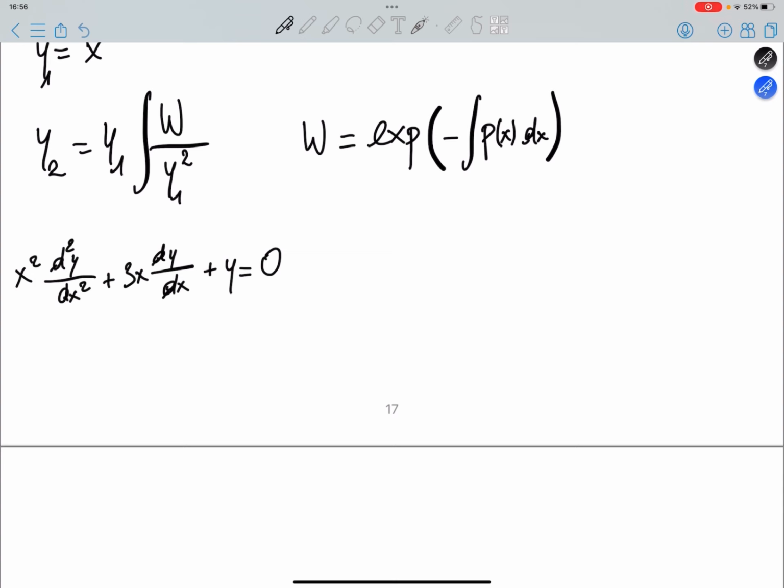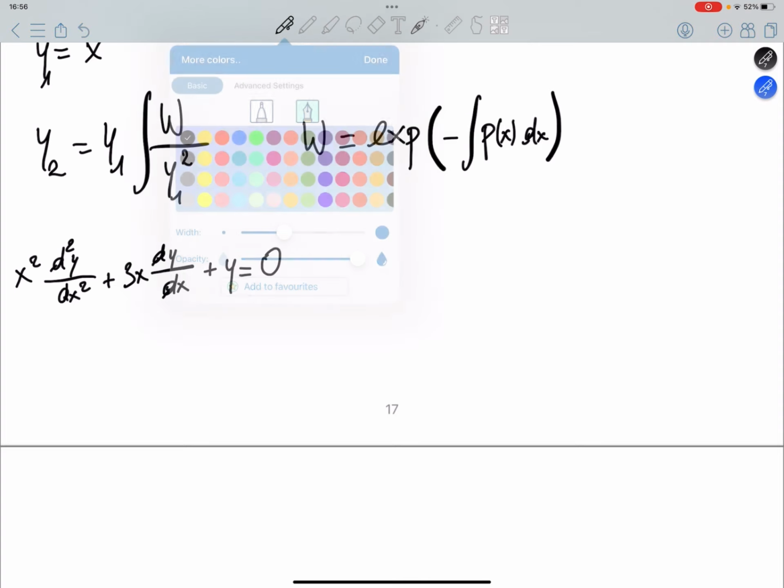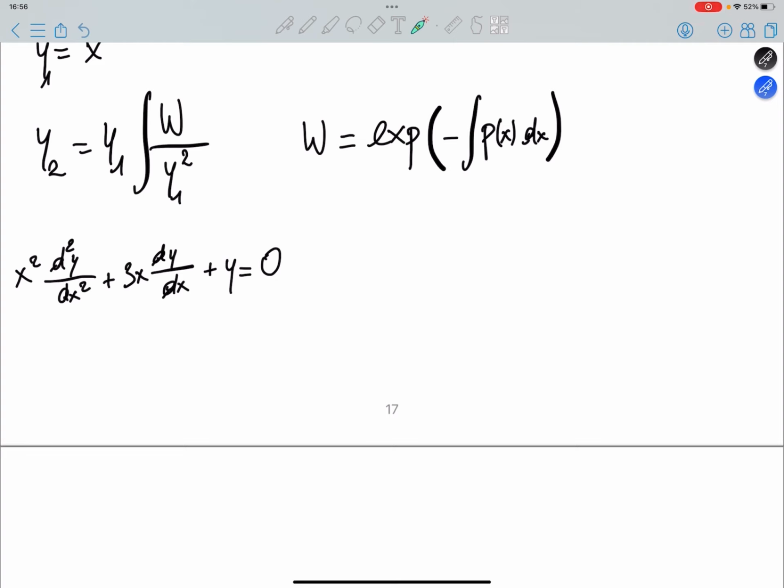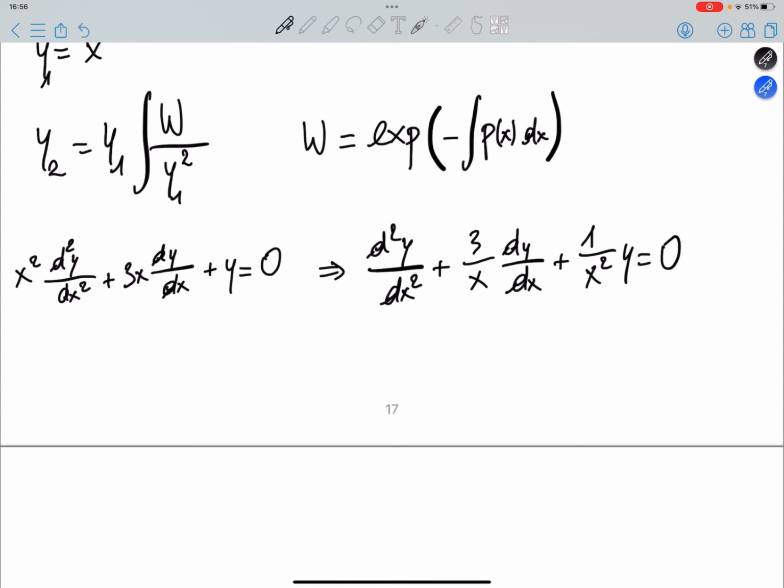We can write it down in standard form. Since we know that x is greater than 0, we can divide both sides by x squared so that the coefficient of d squared y over dx squared is equal to 1, right? So if we divide both sides by x squared, we have d squared y over dx squared plus 3x over x squared, so it's going to be 3 over x dy dx, then plus 1 over x squared y, this is equal to 0, right? So this is the standard form.